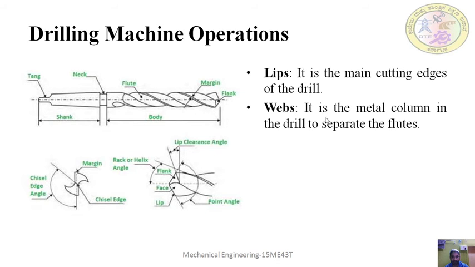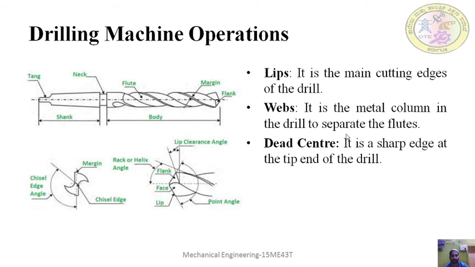It is the metal column in the drill to separate the flutes. So to separate the flutes, we have a web. Next is dead center. It is a sharp edge at the tip end of the drill. So this portion is called as dead center. It is the exact center of the drill bit.